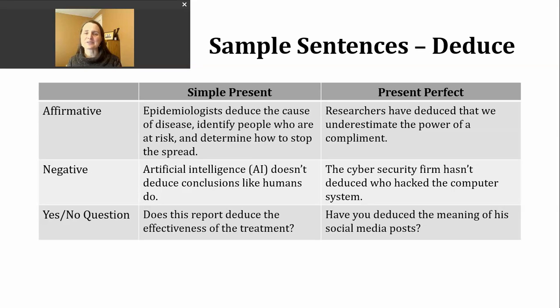Finally, let's make a yes or no question in the present perfect. Again, I'm going to start with have or has, whichever helping verb helps match our subject. And then we're going to use the participle form of the verb. So here's another example yes or no question. Have you deduced the meaning of his social media posts? So have you figured out, have you come to a conclusion why he's sharing this particular information?